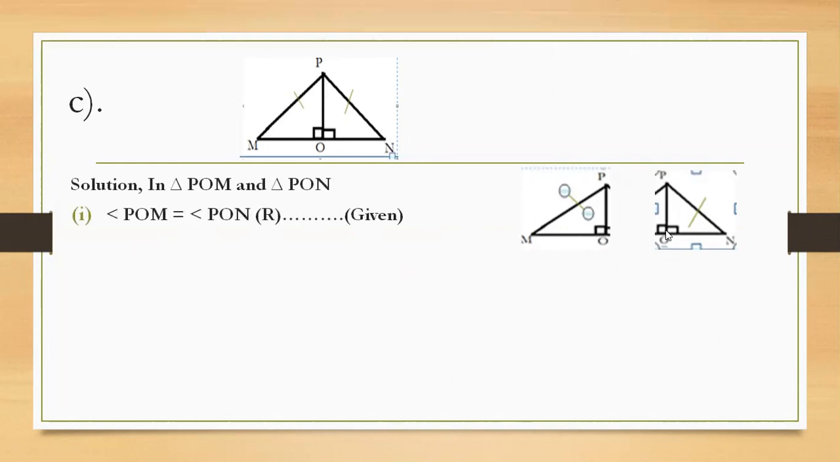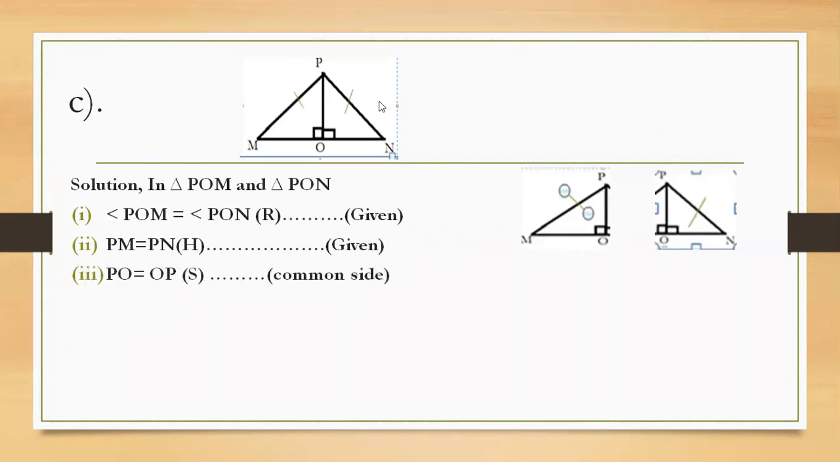Look, 90 degree and 90 degree are equal, right angle. PM equals PM. This is given isosceles triangle, already given equal, that is given. Hypotenuse equal. Now PO equals OP, that is the common side, same side. When you separate, look here, this is also PO, this is also PO. OP and PO are the same. Therefore, triangle POM is congruent to triangle PON by the right angle hypotenuse side axiom, by RHS axiom.